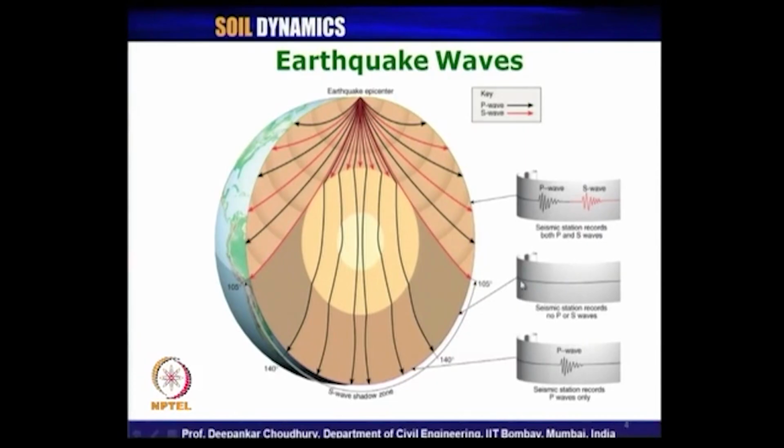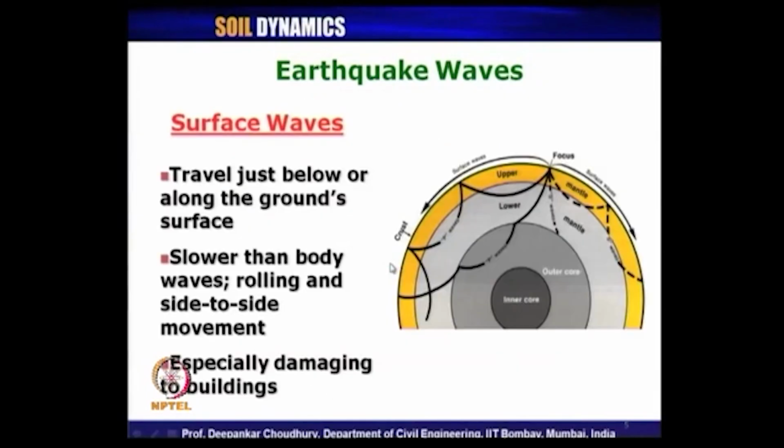In some stations none of the waves are arriving, that is the complete shadow zone for both P and S wave, and in some of the zone only P wave arrives, not the S wave, due to this portion of the core which is liquid in nature.